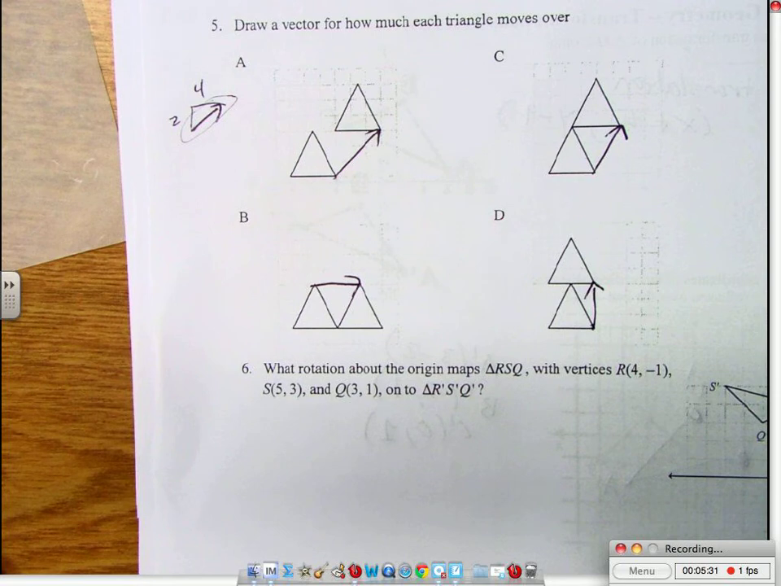Okay? All right. Any questions about number 5? I know that was confusing for a lot of you guys when you were looking through it.